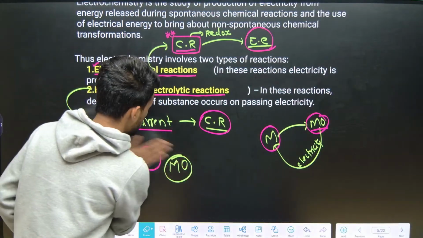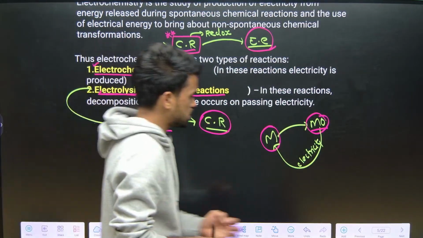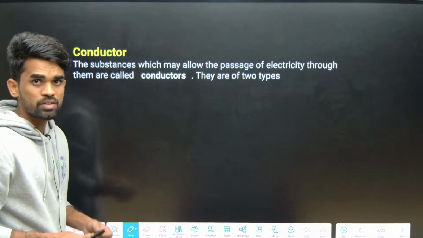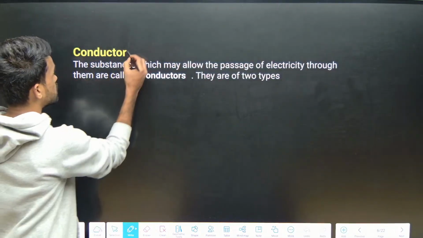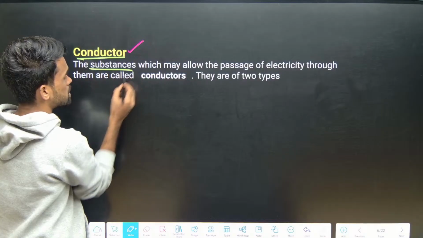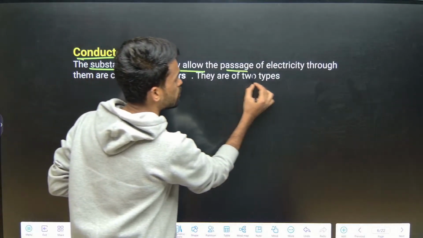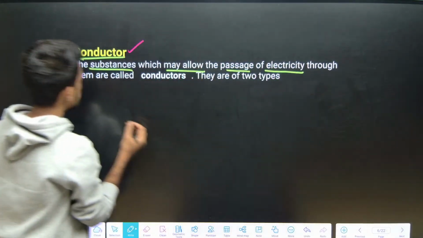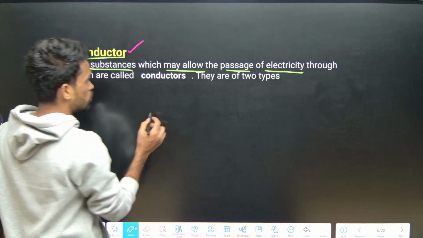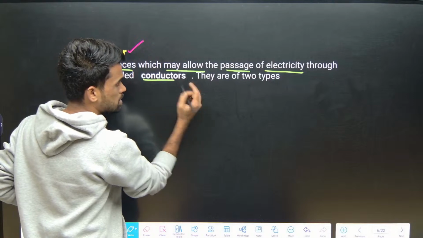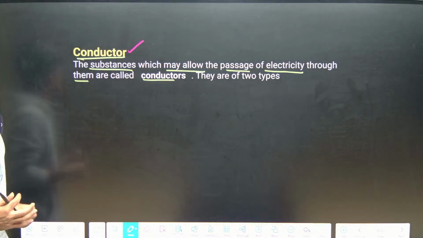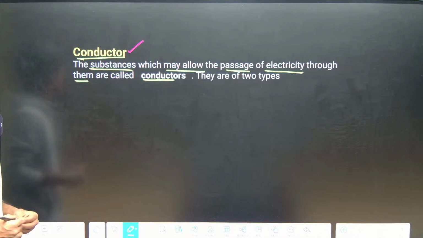Right. Now let us go through a few more things before starting our concepts. Let us know these basic terms. What do we mean by conductor? Conductors are those substances which allow passage of electricity through them. These conductors are of two types: one is metallic conductors, another is electrolytic conductors.